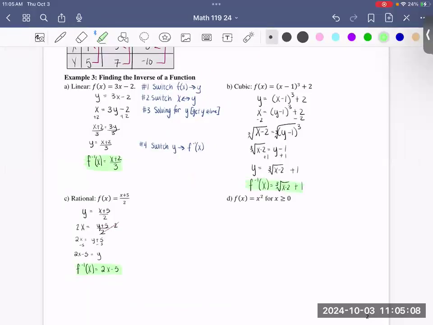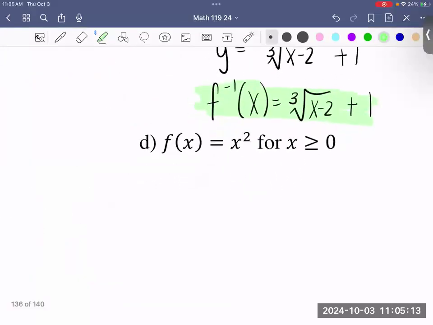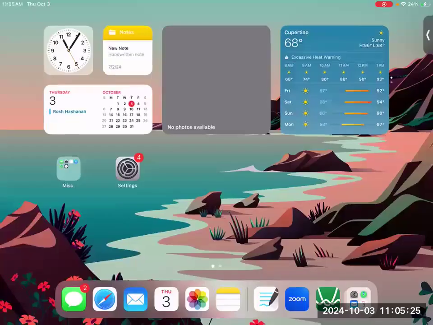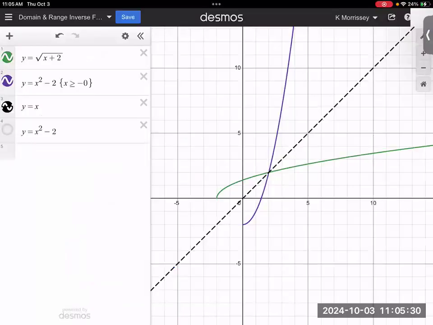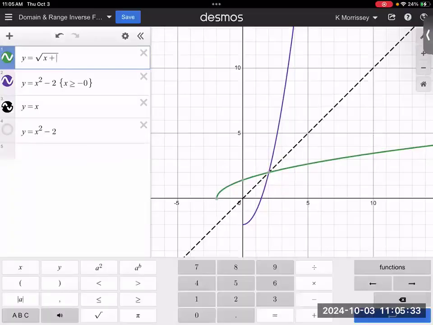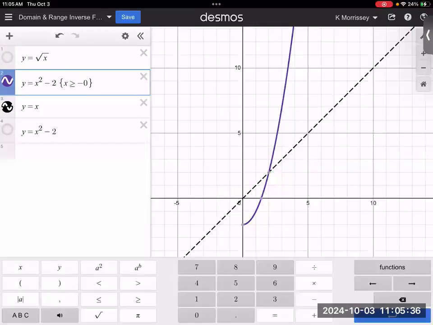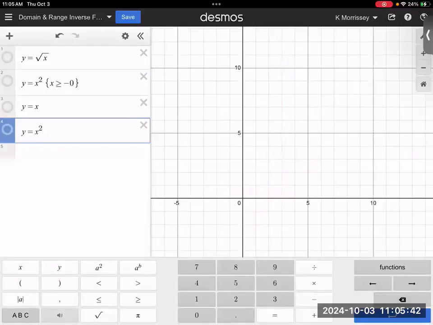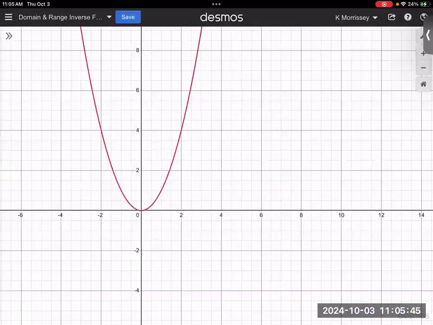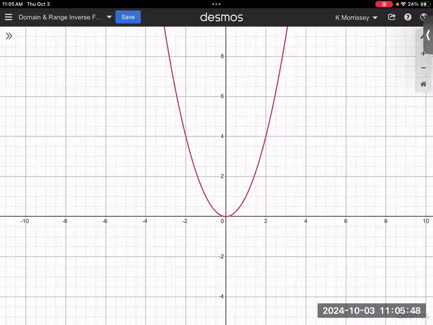Now let's take a look at f of x is equal to x squared. Now they're telling us explicitly your domain here, right? They're telling us that x is greater than or equal to 0. Now, why do you think that is? Well, if we were to graph that really quickly into Desmos, I'm going to graph an even more basic one. Take that off, take that off. Okay. Right now we have this function right here, right? This is y equals x squared.